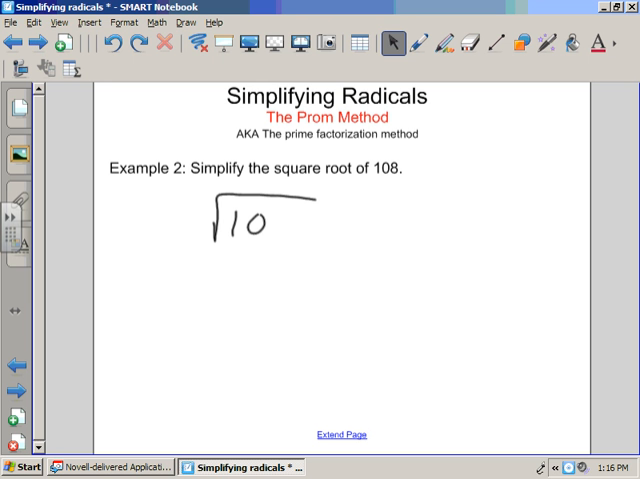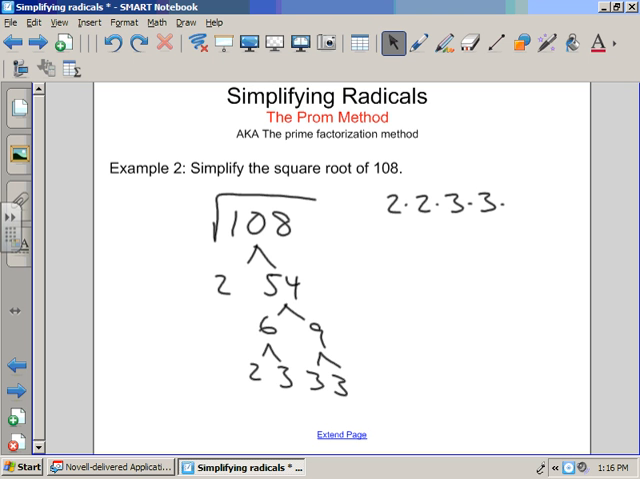All right, we're going to take the square root of 108 and try to break it into prime factors. I could do a lot of things, maybe 2 times 54. 54 is 6 times 9. 6 is 2 times 3, and 9 is 3 times 3. So the prime factorization of 108 is 2 times 2 times 3 times 3 times 3. Going to decide who goes to the prom and who doesn't.